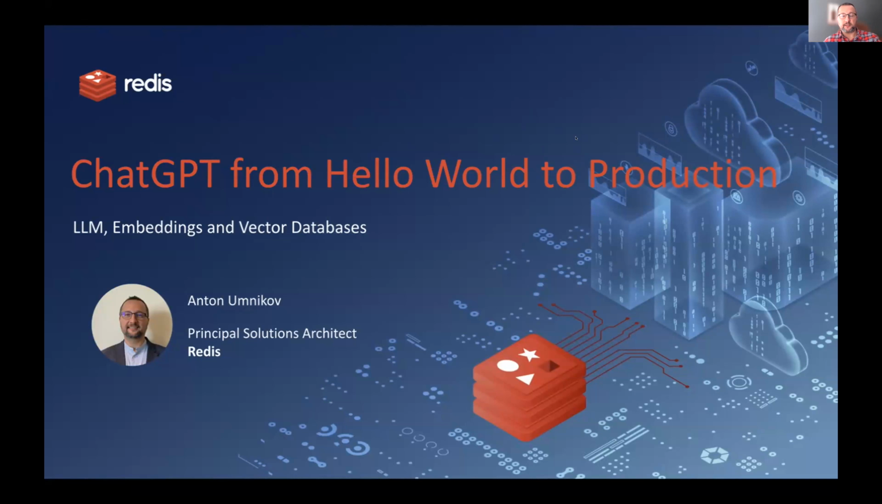My name is Anton Umnikov. I'm a principal solution architect at Redis based in Toronto, Canada.